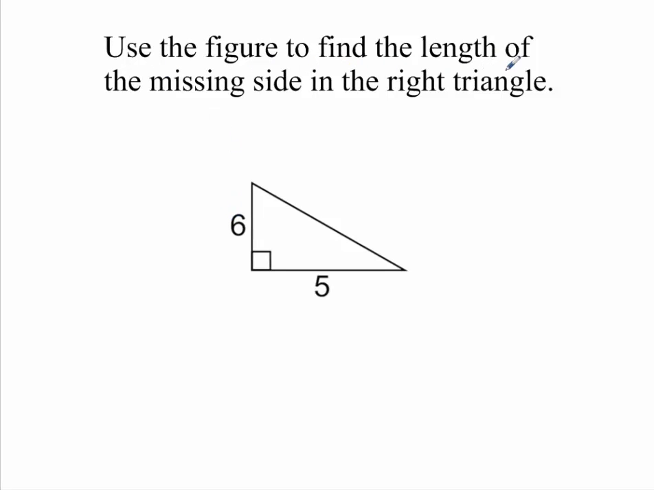Use the figure to find the length of the missing side in the right triangle. So we're going to apply the Pythagorean theorem. The Pythagorean theorem allows you to find the missing side of a right triangle if you know at least two of the lengths of the sides.